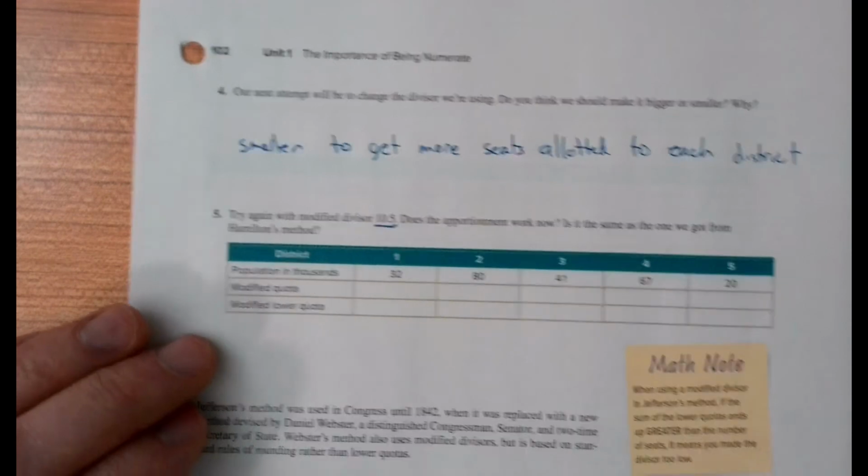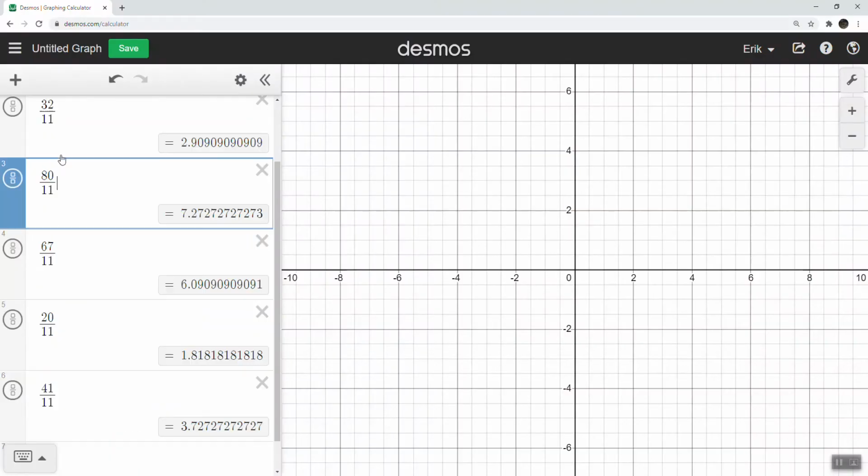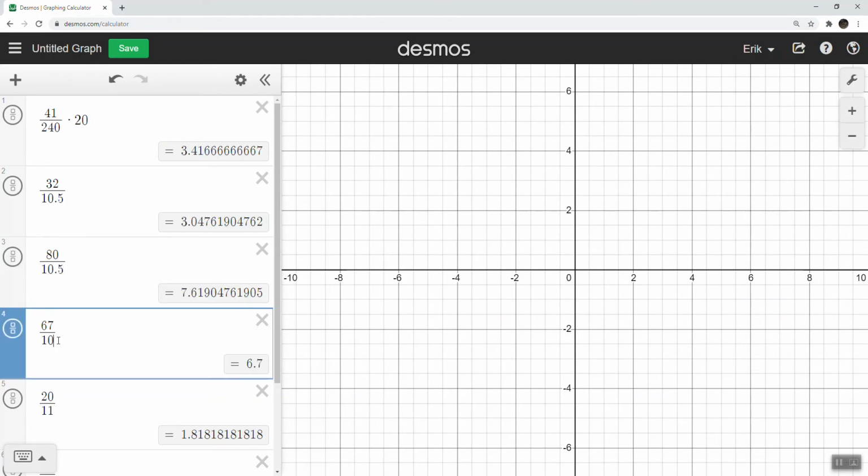Now it's 10.5. Let's get to Desmos, and let's get this with 10.5 for each of these. Remember what this is meaning here. We're saying 10,500 individuals per representative.